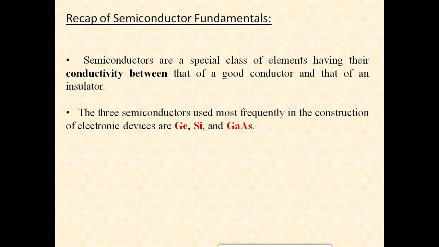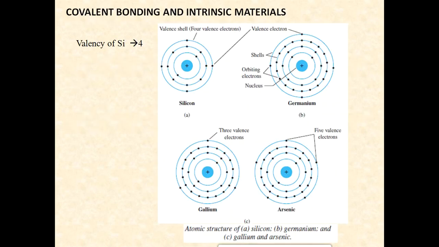Approximately we can say that silicon technology occupies 80 to 90% of the semiconductor technology. Hardly 20% of the semiconductor technology is with germanium, gallium arsenide, and other compound semiconductors. Well, so very quickly we'll try to go through the bonding aspects involved in the semiconductors.